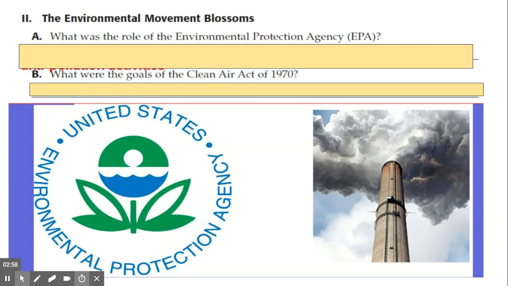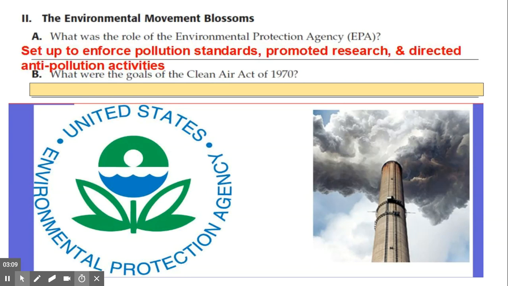What was the role of the Environmental Protection Agency, or the EPA? This was something that was actually formed under the Nixon administration. And the EPA was set up to enforce pollution standards, promote research, and direct anti-pollution activities. The EPA, I think, originally was targeting industrial manufacturers. So one of the things that they fought for was obviously cleaner water that might be near some of these different chemical and power plants. Eventually, they're going to be fighting for cleaner air standards.